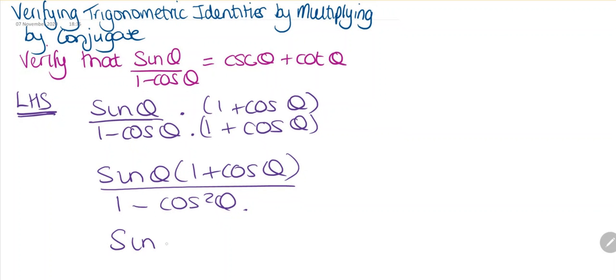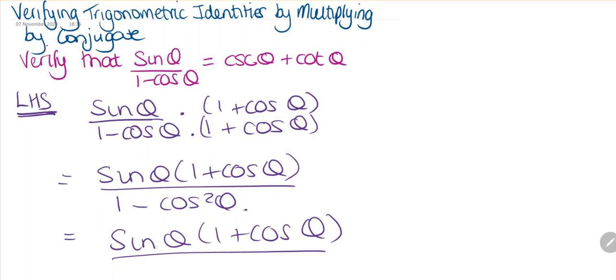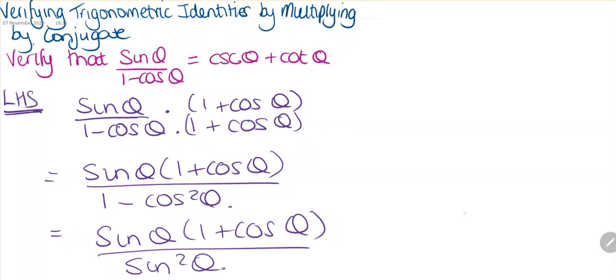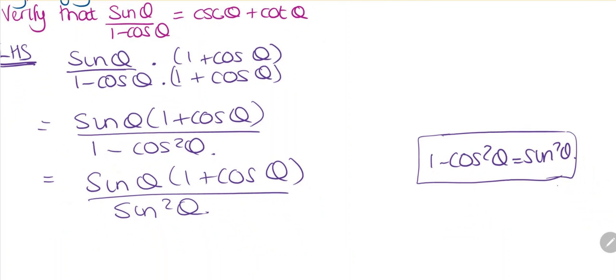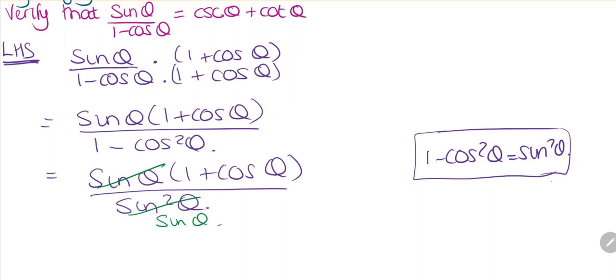So we can change this to sine theta times 1 plus cosine theta, divided by sine squared theta. This is because 1 minus cosine squared theta is equal to sine squared theta, which is the Pythagorean identity. So now we can simplify. One of these sines will be gone, so we have 1 plus cosine theta over sine theta.